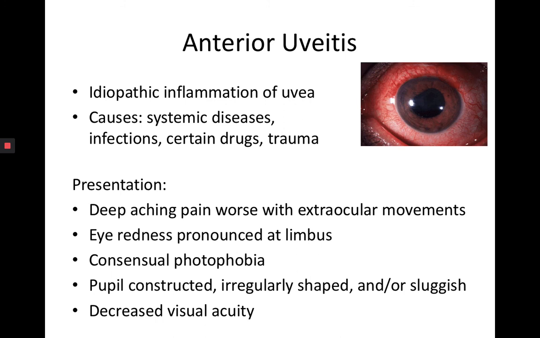And on examination, these patients will present with deep aching pain that's worse with extraocular movements. You'll see significant eye redness and injection, most pronounced at the limbus, which is the interface between the conjunctiva and the cornea. So you see here, the eye is extremely red right at the limbus. These patients will usually have direct and consensual photophobia. The pupil may be constricted, irregularly shaped, and or sluggish, and they often present with decreased visual acuity.